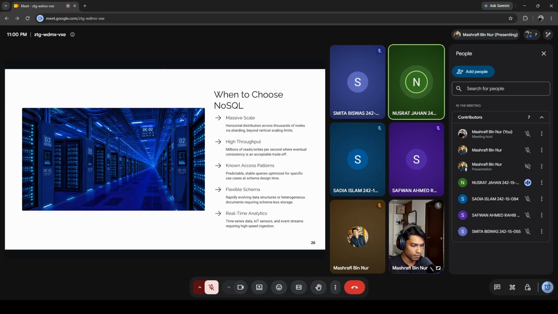If we already know how our application will access the data, we can design the NoSQL data model around those access patterns. NoSQL is usually useful when we need a flexible schema, especially when data structures change frequently or different documents have different structures. And finally, NoSQL can be useful for real-time analytics, time series data, and event streams. So in simple words, NoSQL is a good choice when we need massive scale, high throughput, flexible data structures, and predictable access patterns. Next slide.